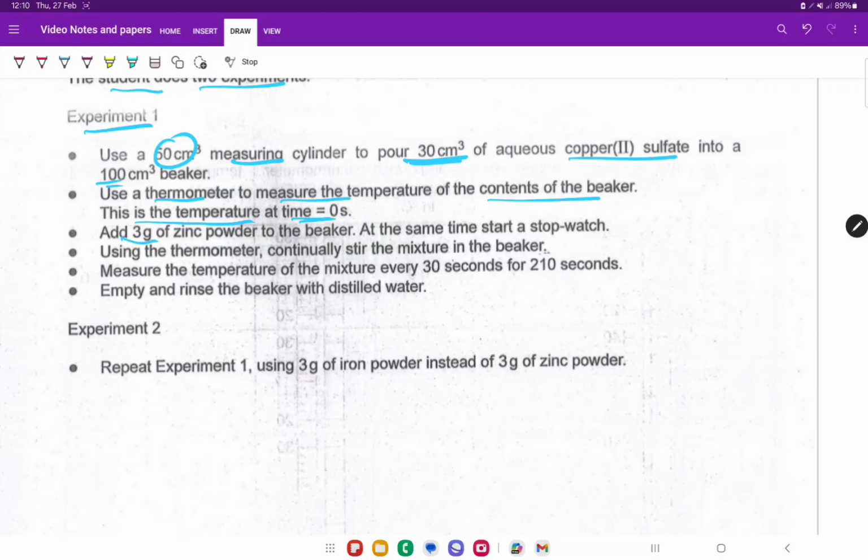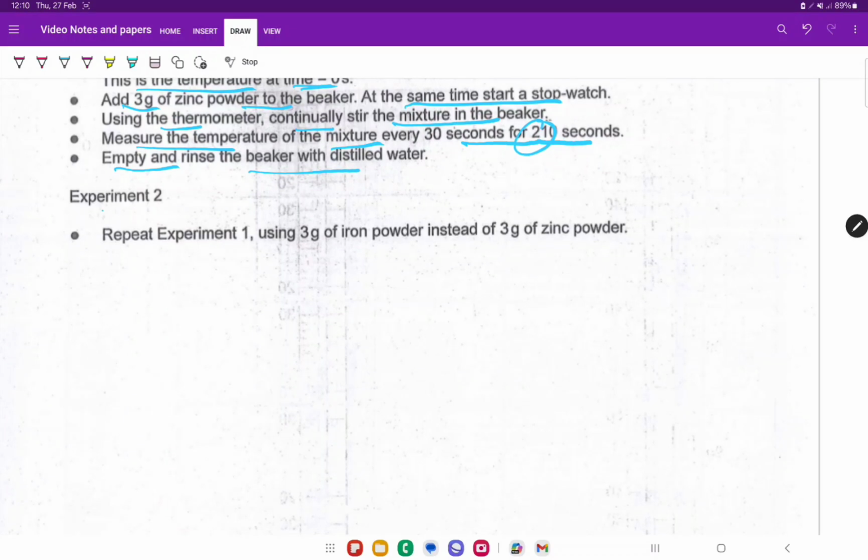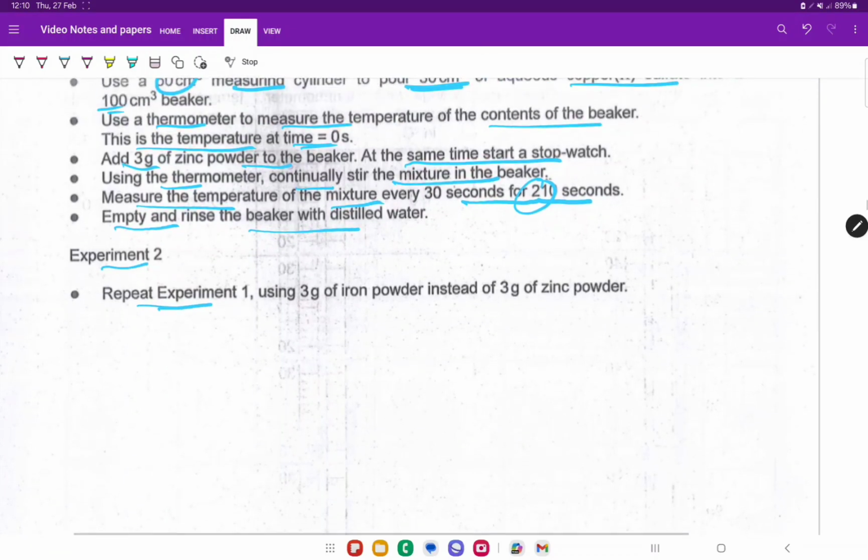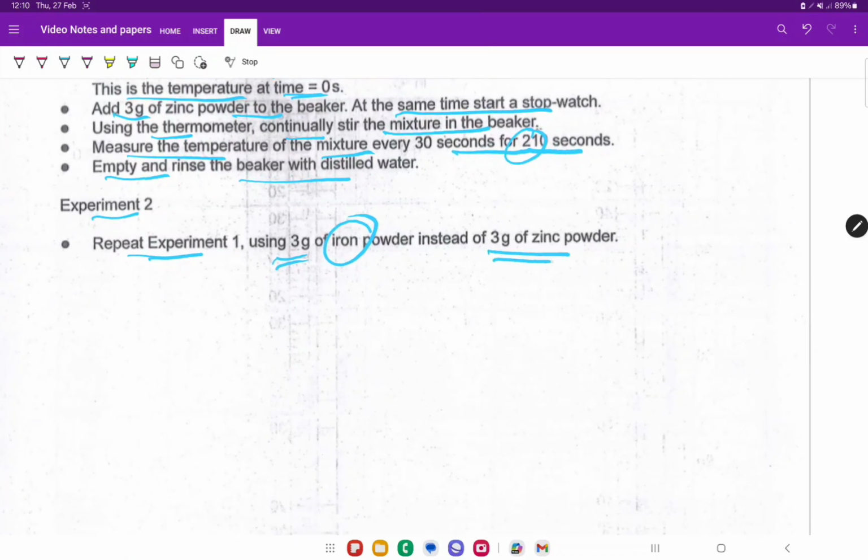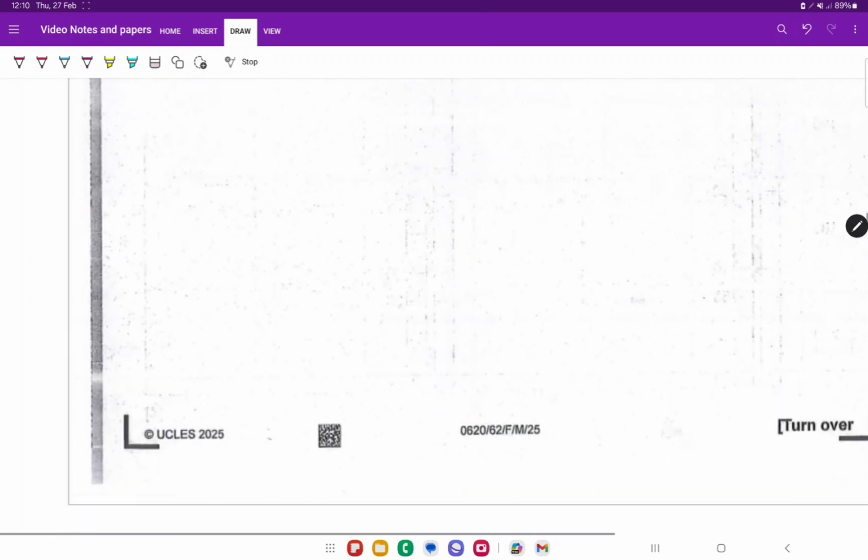Now add 3 grams of zinc powder to the beaker. At the same time, start the stopwatch. Using a thermometer, continuously stir the mixture in the beaker and measure the temperature of the mixture every 30 seconds for 210 seconds. Then empty and rinse the beaker with distilled water. Now in experiment 2, he repeats experiment 1, but instead of zinc powder, he takes 3 grams of iron.